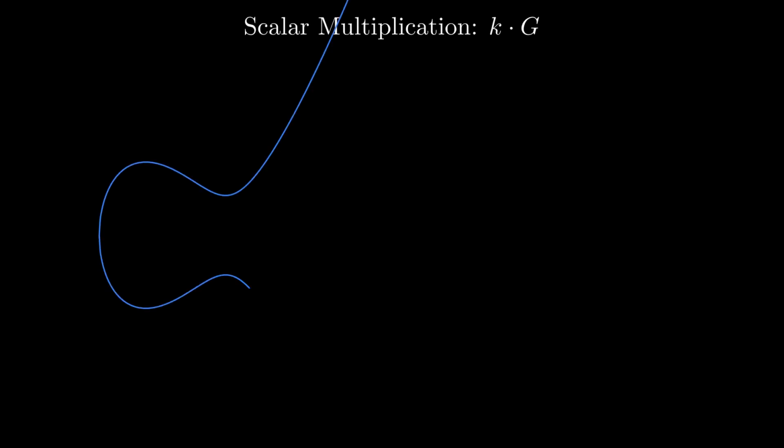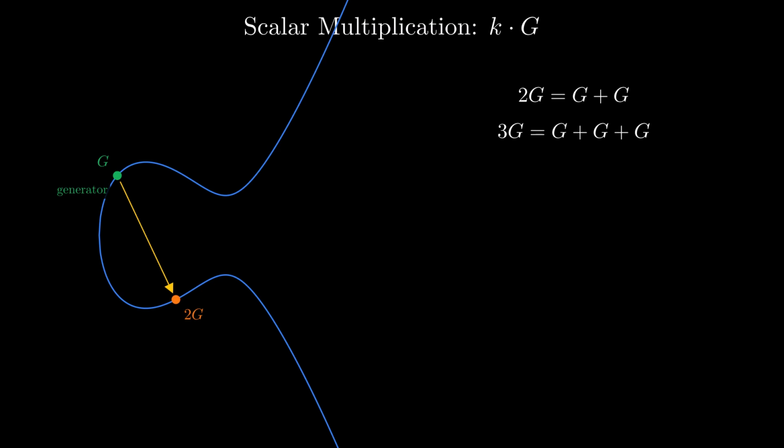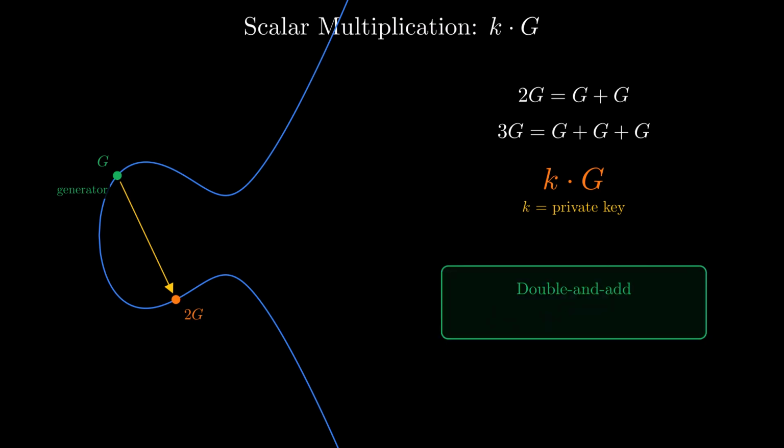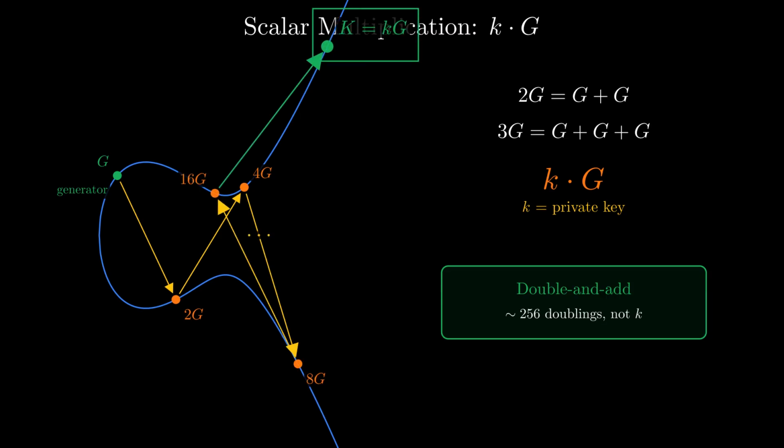With addition defined, we can multiply. Scalar multiplication means adding a point to itself over and over. 2G equals G plus G, 3G equals G plus G plus G. For Bitcoin's key generation, we compute k times G, where G is a fixed generator point baked into the protocol, and k is your private key. Doing this naively would take k additions, impossible for a 256-bit k, but with a trick called double and add, you can compute kG in roughly 256 doublings. Fast forward, effectively instant on any laptop.